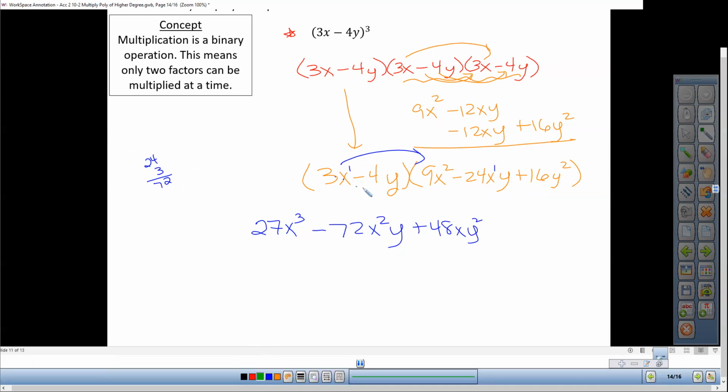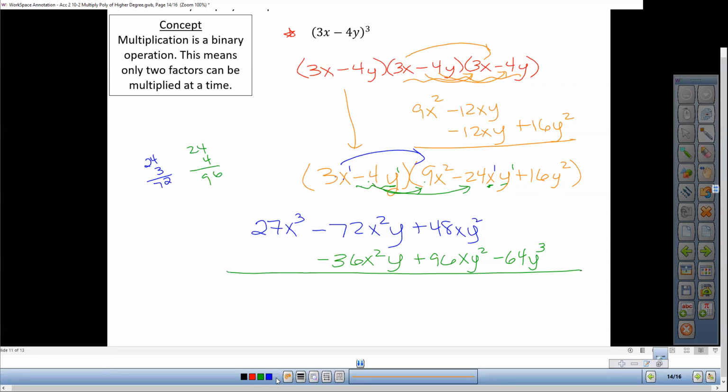Then distributing the negative 4y, I'm going to get a negative 36x squared y. Negative 4 times negative 24 will be positive. What is it, let's find out. 96. So I get plus 96x, and y times y, remember I'd add those exponents, so that's an xy squared. And then the negative 4y times the positive 16y squared. Negative 4 times 16 is a negative 64. Y times y squared would be y to the third power, the 1 plus the 2. So now I've got everything lined up like terms. At combining, I end up with my standard form, 27x cubed minus 108x squared y. 48 plus 96 is 144, so plus 144xy squared minus 64y cubed, like so.